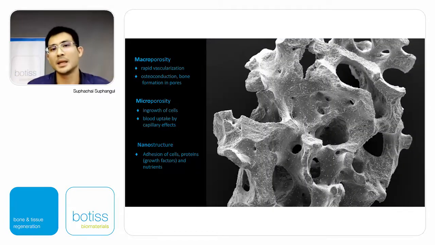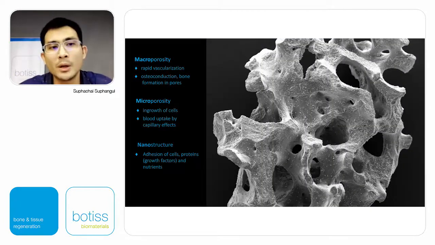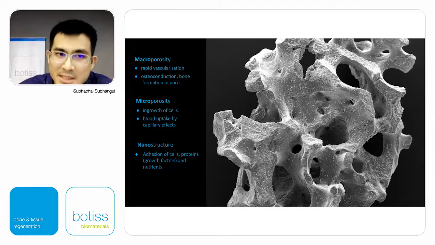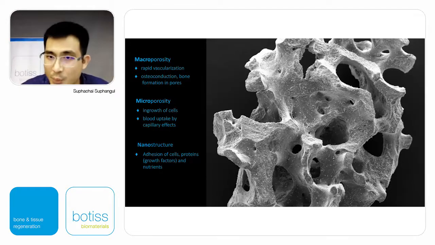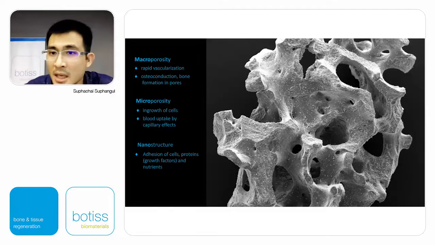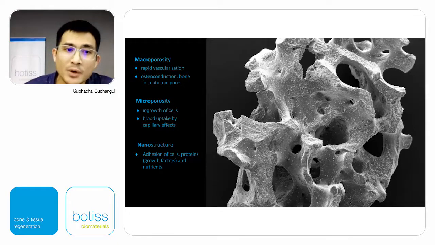The property is that it has macroporosity. That is good for rapid vascularization, and it is hydrophilic, so it can absorb the blood between the macro structure here. It has the property of osteoconduction, where bone formation will grow in these pores. And the microporosity is good for the ingrowth of cells and the blood uptake in this area also.